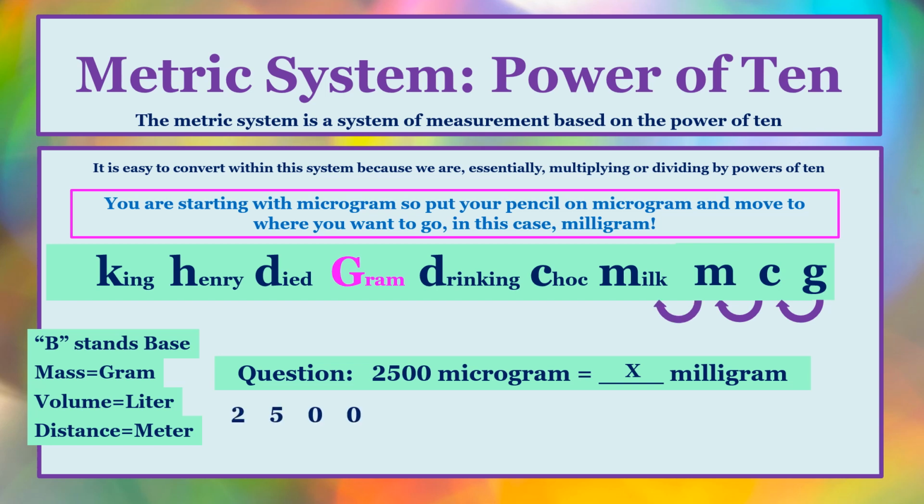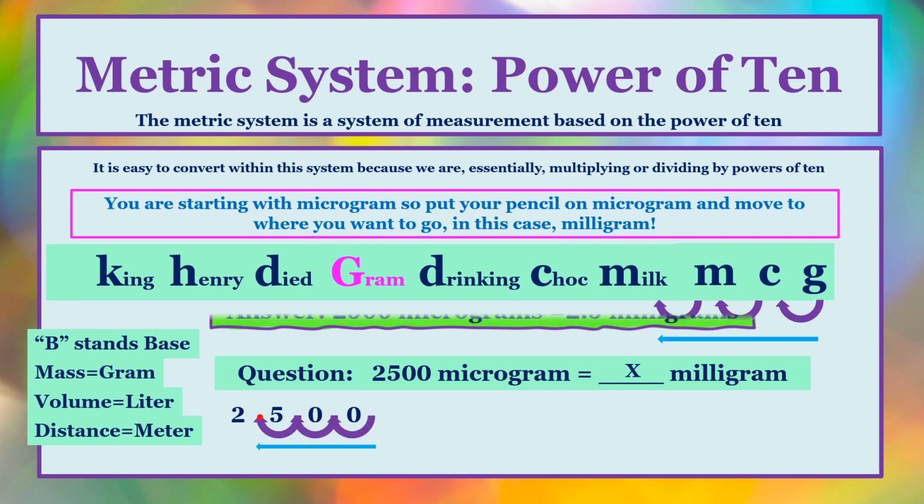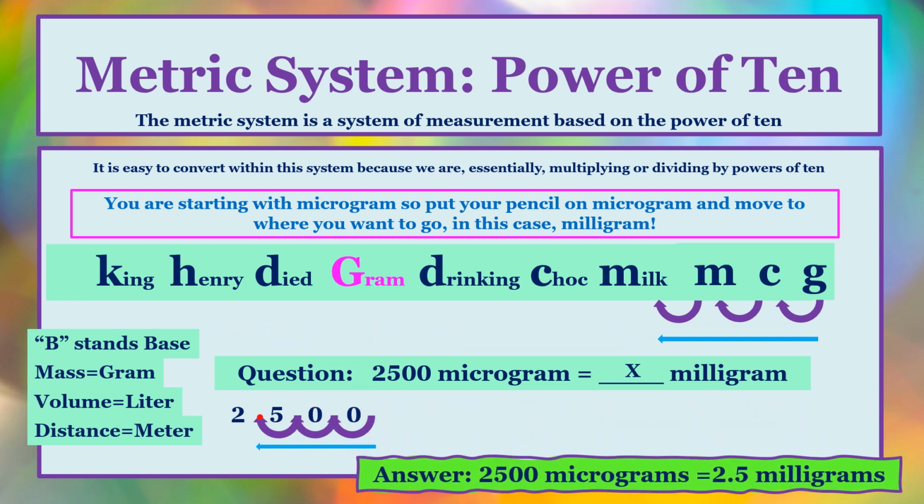1, 2, 3. Our number was 2,500. We moved our arrows to the left, so we need to move our decimal to the left. 1, 2, 3. That's going to be our answer. 2,500 micrograms equals 2.5 milligrams.